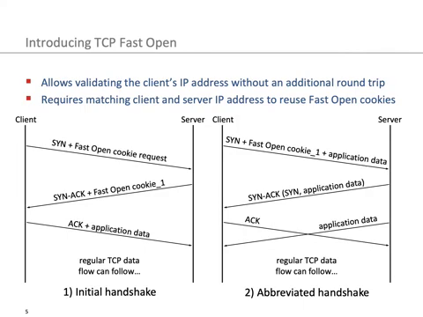Then, during the abbreviated handshake, the client starts by sending a SYN along with the Fast Open cookie it retrieved from the cache and sends application data. The server responds with a SYN-ACK and the client finally sends an ACK. In total, this saves one round trip time compared to the initial handshake.